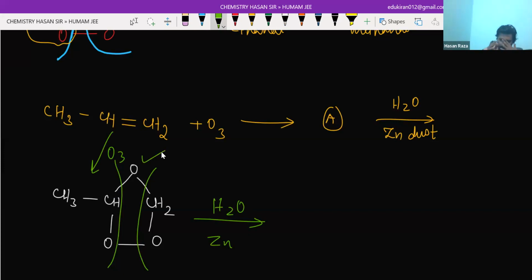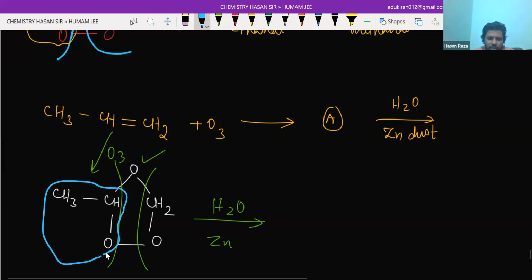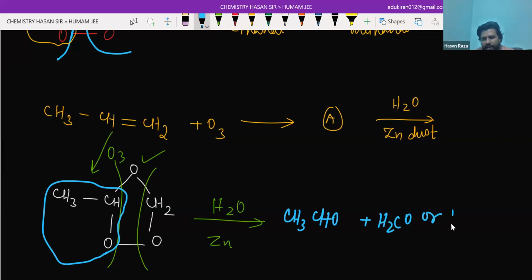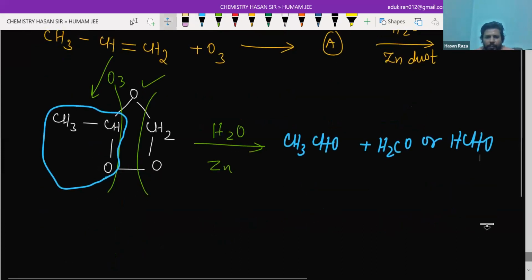This is in air. This evolved like this, you can understand. And this part you can see, this is what? CH3CHO. Yes or no? Yes. And this is what? H2CO, that means basically HCHO. Yes or no? Yes.